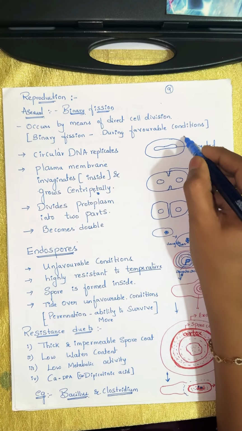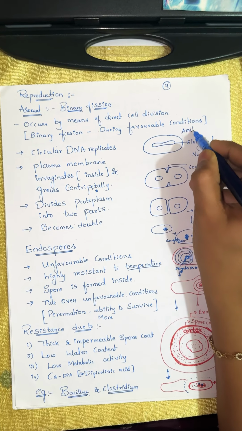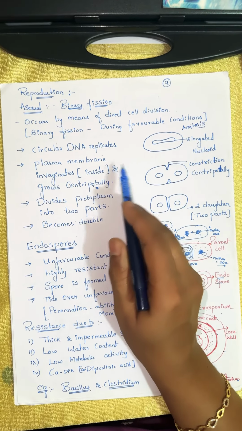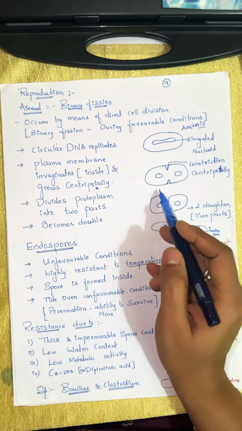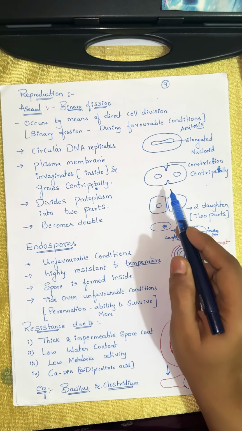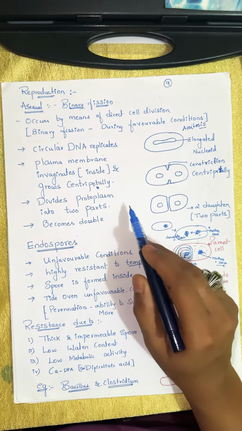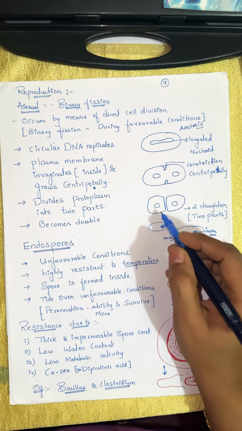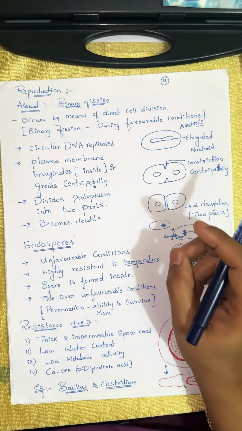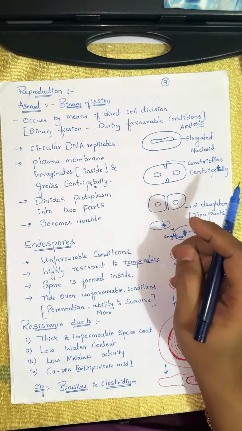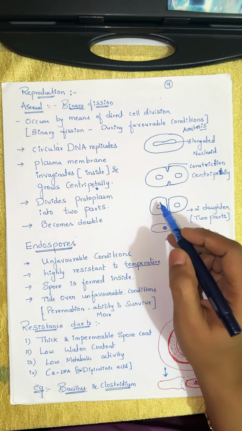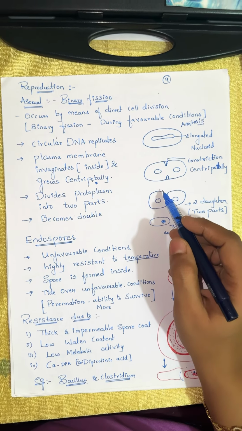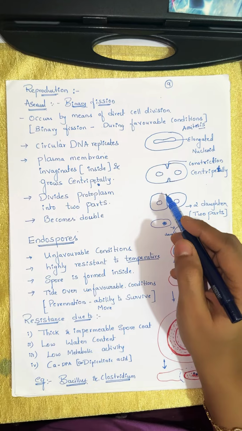This process we can call amitosis because there is no spindle fiber formation and no separation of chromosomes. Circular DNA replicates, the plasma membrane invaginates, that means enters inside, and grows centripetally from the outer side to the inner side, dividing the protoplasm into two parts. This nature we call binary fission. Two bacteria get formed here, and DNA replication takes approximately 18 minutes, though it varies from bacteria to bacteria.